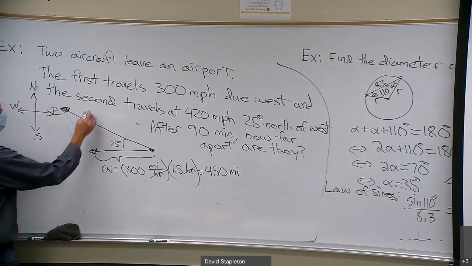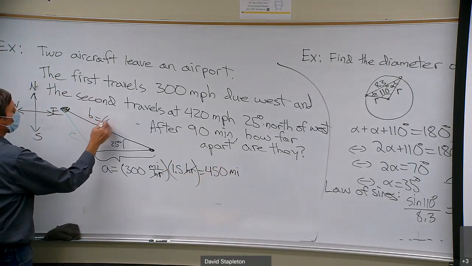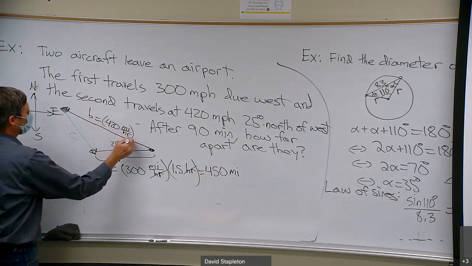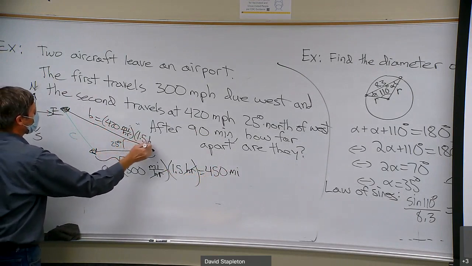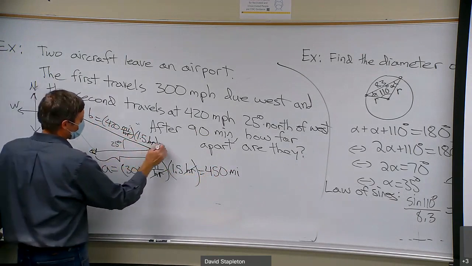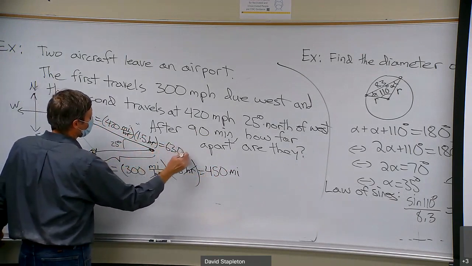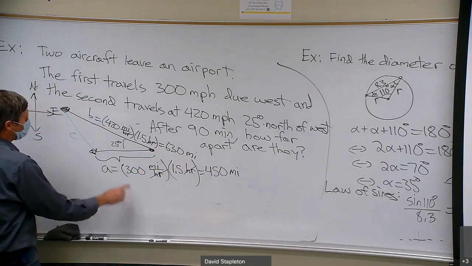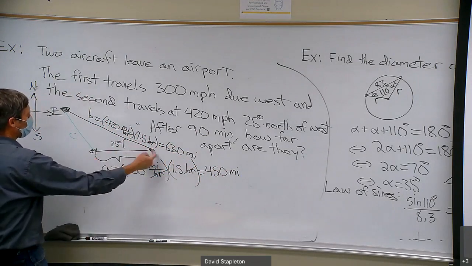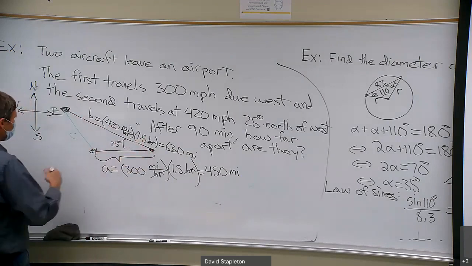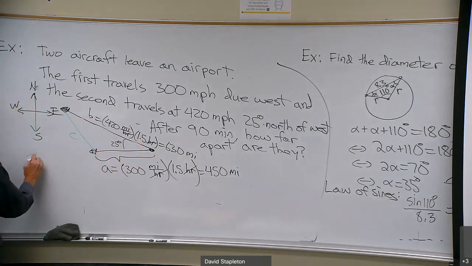Over on this side, the plane travels 420 miles per hour times 1.5 hours. Written that way, the hours cancel and I get 630 miles on this side. And now I recognize in this triangle, I've got side followed by angle followed by side, just so they're all in a row. It's side, angle, side. So I'd use law of sines or law of cosines.